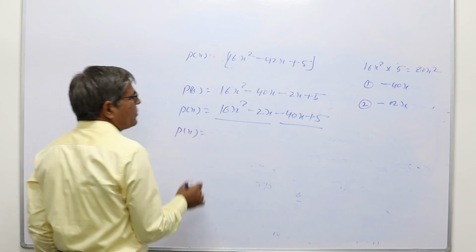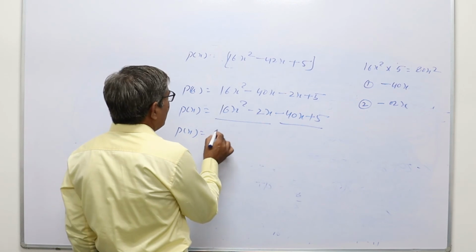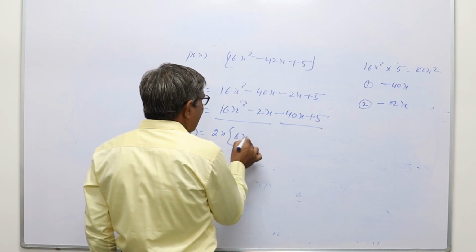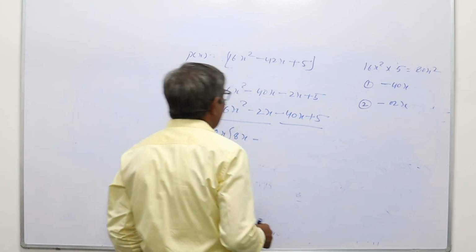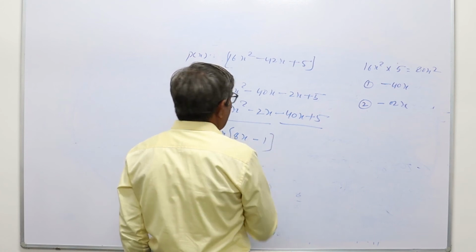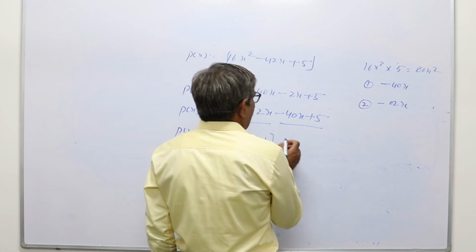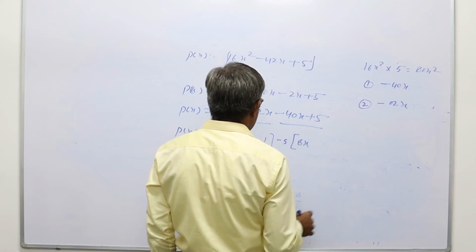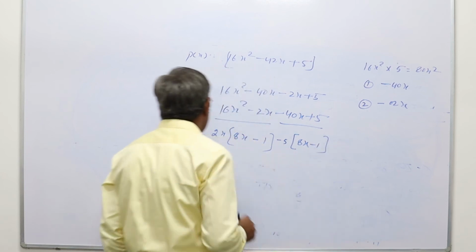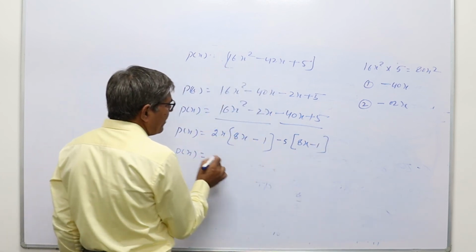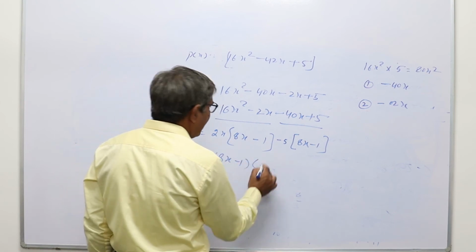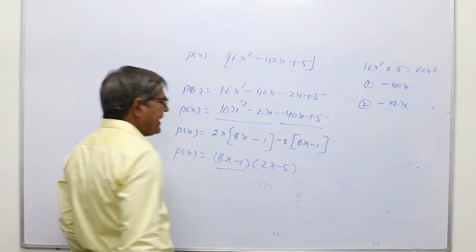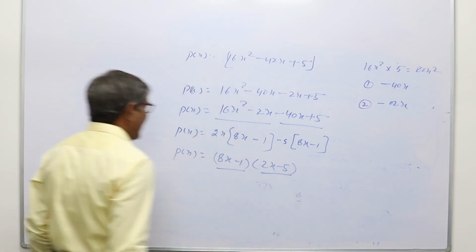Now P(x) is equal to, take 2x as common, so here will be 2x(8x minus 1) minus, if we take 5 as common, then 5(8x minus 1). So here P(x) will be equal to (8x minus 1)(2x minus 5). So the prime factors are 8x minus 1 and 2x minus 5.